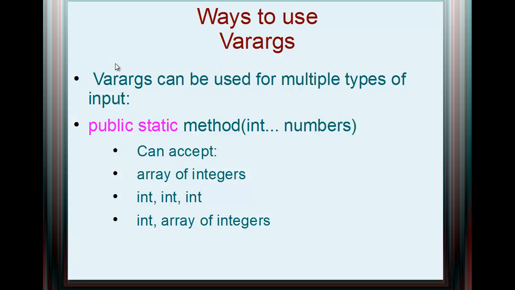Ways to use. A var parameter can be used for multiple types of input. Here's an example method: public static method and numbers. So we have a var here that accepts any number of numbers. Here it can accept an array of integers, so it can take arrays, or any number of ints, or in any case a number of ints with any number of integer arrays. And we'll see an example of this in our demo.